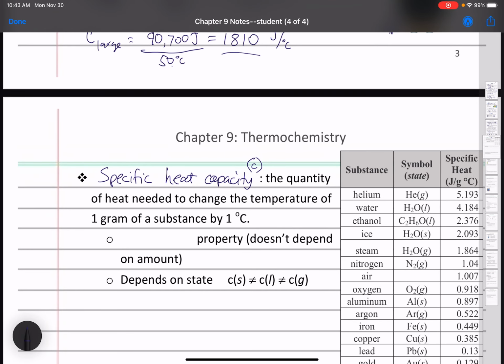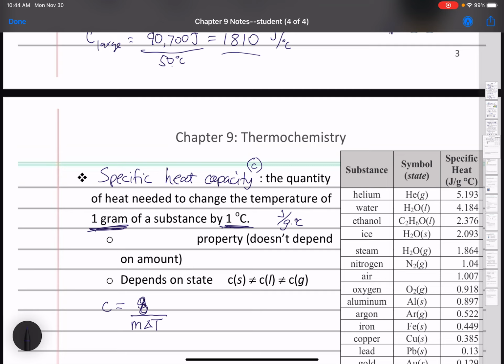All right, it's defined as the quantity of heat that's needed to change the temperature of 1 gram of a substance by 1 degree Celsius. So the units of specific heat capacity are joules per gram times degrees Celsius. The formula for specific heat capacity is similar to heat capacity, so it's the heat, Q, per 1 gram, so divided by the mass, and the change in temperature, okay?